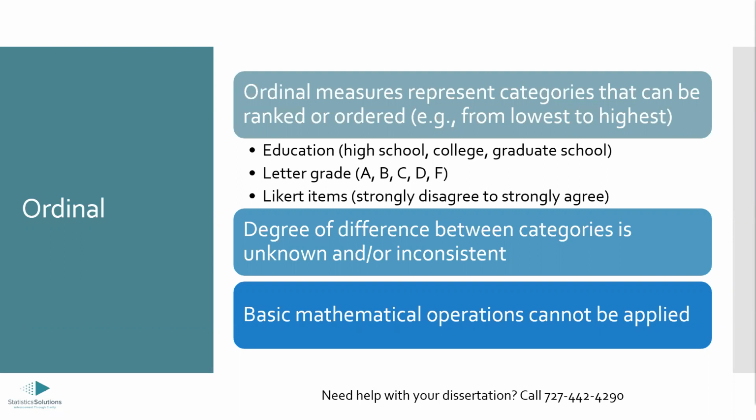So we can't really say that, for instance, the difference between a high school education and a college education is the same as the difference between a college education and graduate school. We can't really say or quantify those steps in between. All we know is that those categories can be ranked in that order, but we can't quantify the distance between those categories in a consistent way.